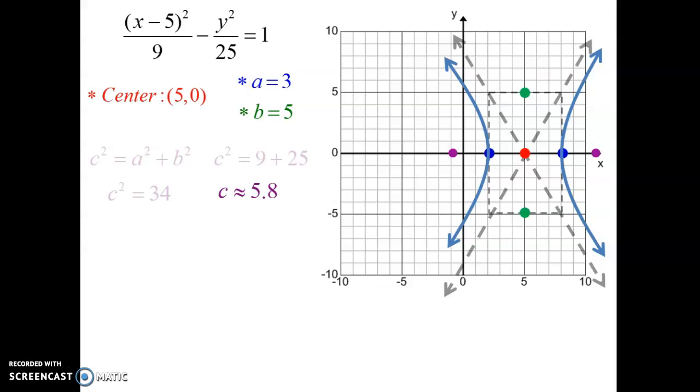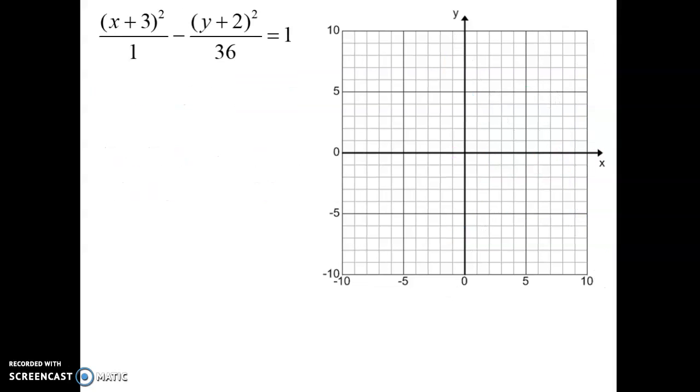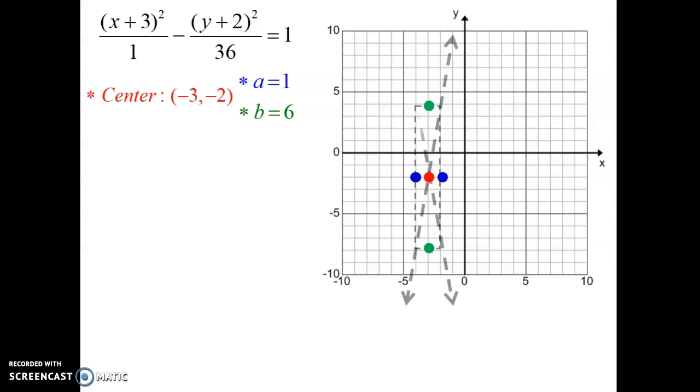All right. So hopefully you paused the video and you tried the other 2 graphs and you're ready to see if you were correct. So here's what they are. The center point, the h comma k, is going to be -3 comma -2. Plot that point. Your a value is going to be 1. So you go 1 to the left and right because it's underneath the x term. And then b's value is going to be 6. So you go up and down from the center point. Draw your box. Draw your diagonal lines.